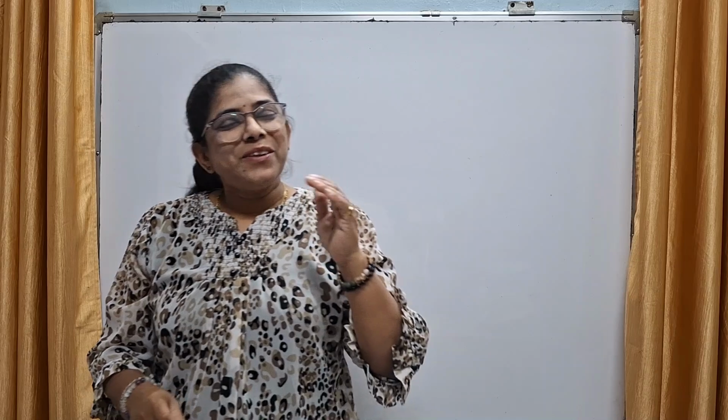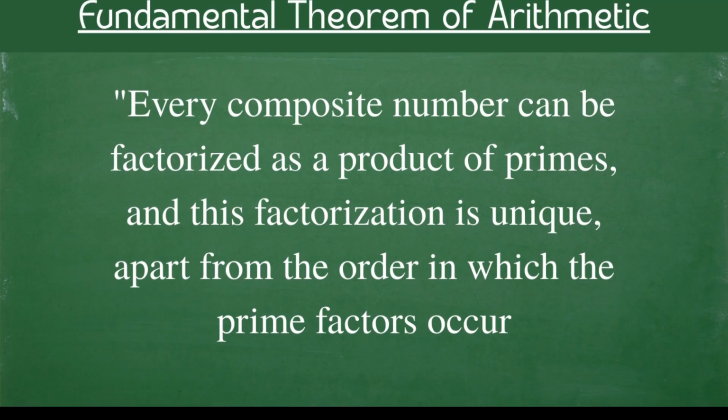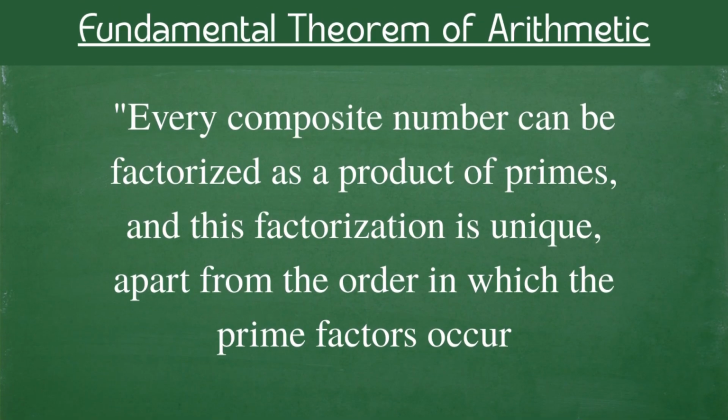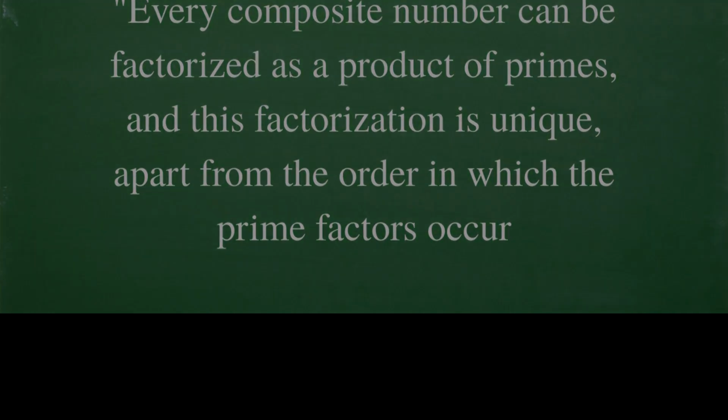Okay. So now let's start with this theorem. So first of all, what exactly is the statement of this theorem? The statement of this theorem says every composite number can be expressed, means factorized, as a product of primes, and this factorization is unique apart from the order in which the prime factors occur.